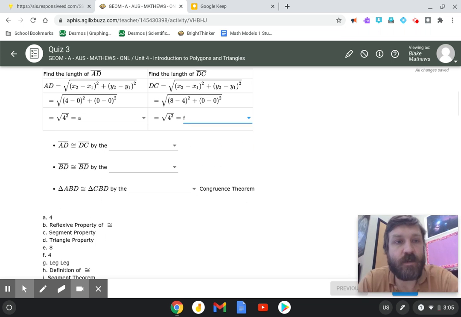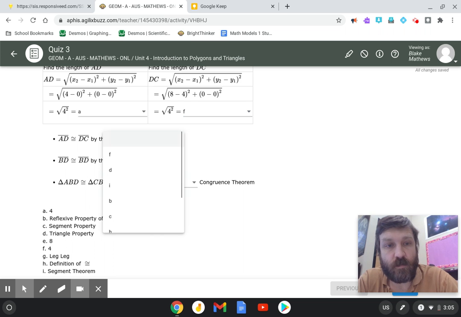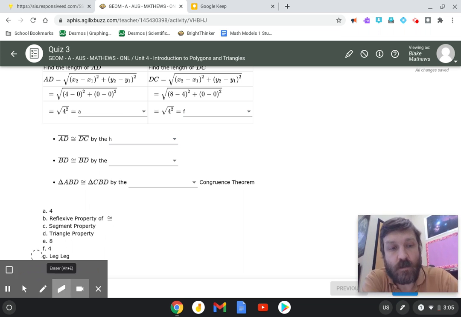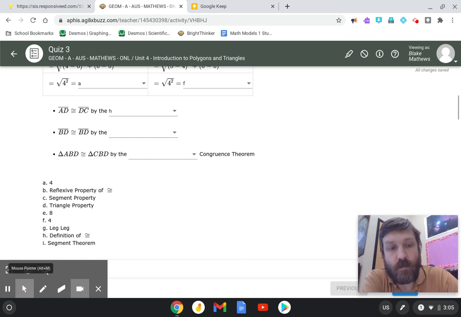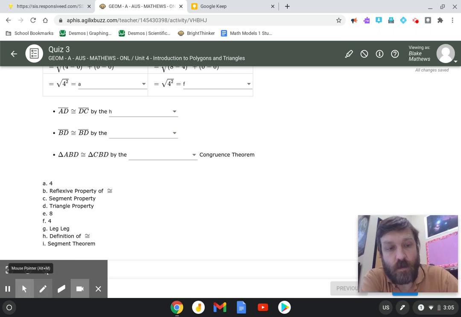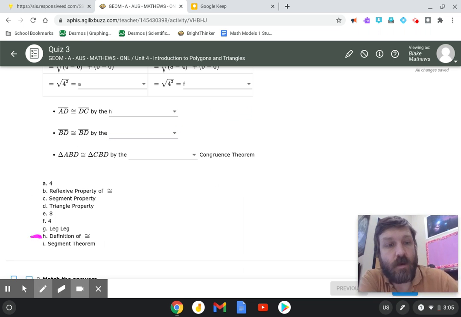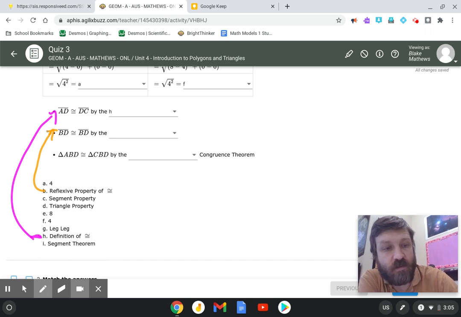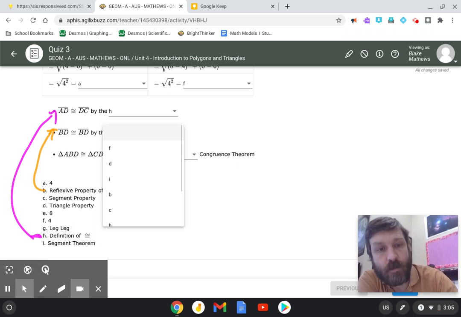And then how are we proving they're congruent? Well, they're congruent by the definition of congruence. Congruence means that they're the same measure. So that's H. That's going to come from right here, right? Definition of congruent, right here, answer choice H. So it's going here. And then for the next one, BD is congruent to BD. That's the reflexive property. Remember, anytime you have something congruent to itself, that's reflexive. So that's going to be answer choice B.